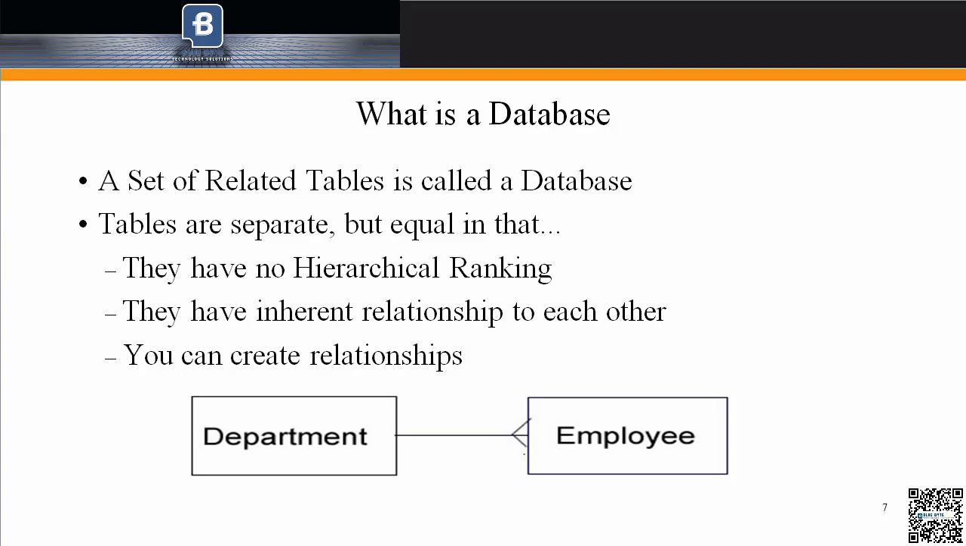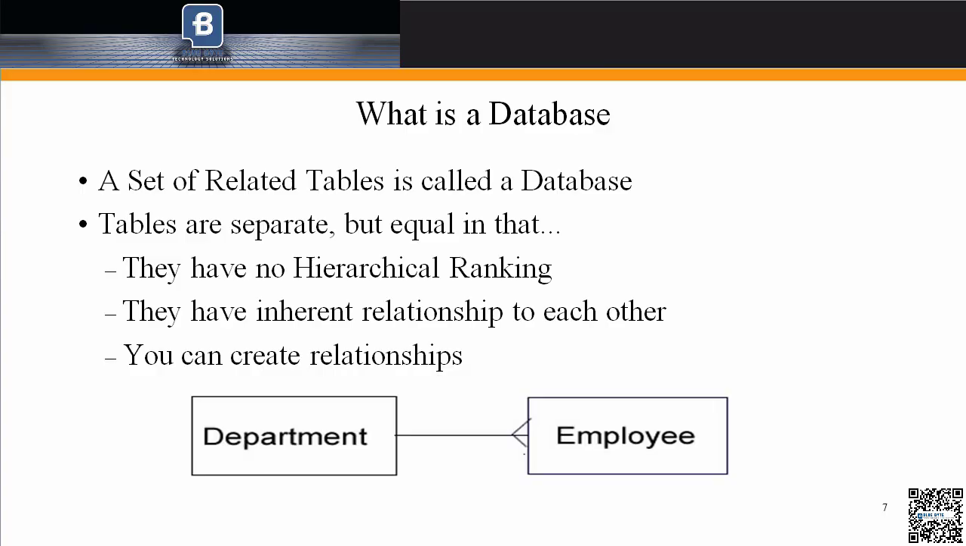There's no inherent relationship, but you can force the issue through something called primary keys and foreign key relationships, and I'm going to talk about that along in this chapter. Now, look at these boxes down at the bottom of the slide. They represent tables. There's a department table and there's an employee table. And you see there's a line between them.